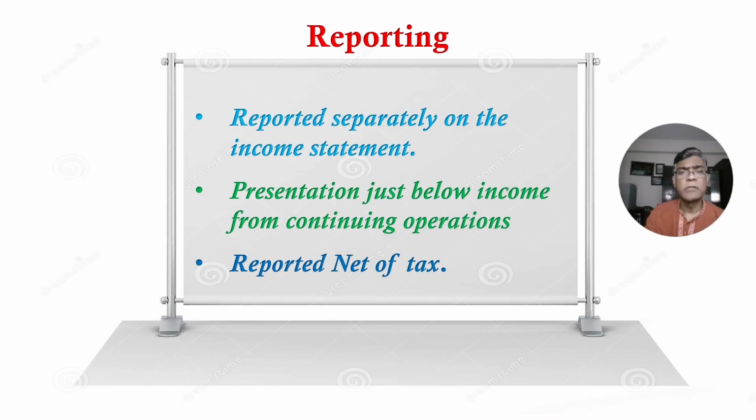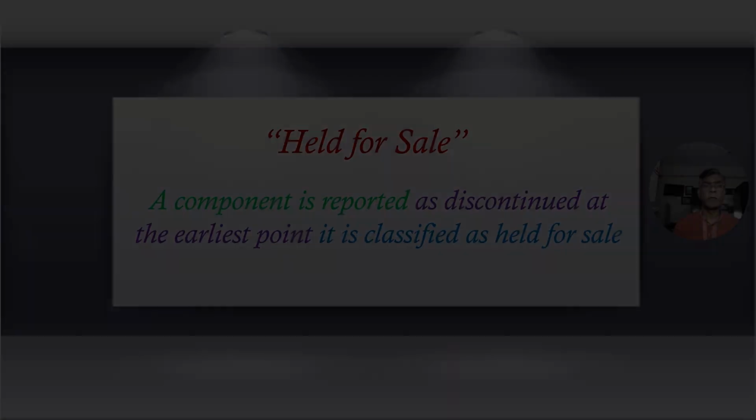Now, let's talk about how discontinued operations are reported in the financial statements. Under US GAAP, discontinued operations must be segregated on the income statement. This means they are shown separately from continuing operations, just below the income from continuing operations. Why? Because investors and analysts need to clearly understand which part of the company will continue in the future and which parts will no longer exist. Another important rule is that discontinued operations are reported net of tax. That means the income statement shows the after-tax impact of the discontinued operation.